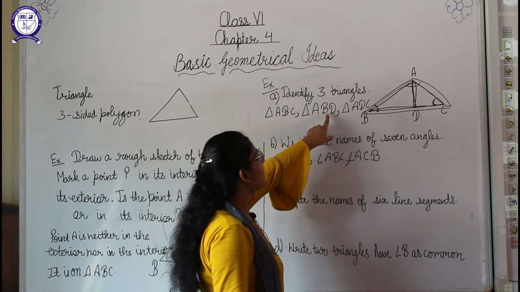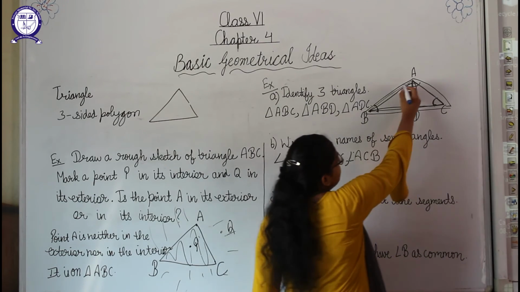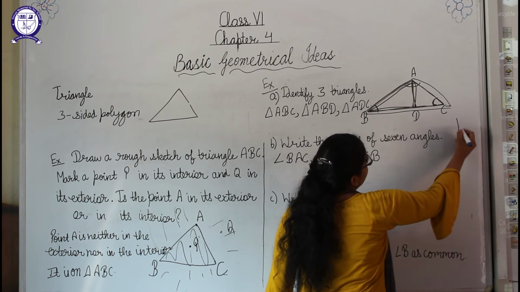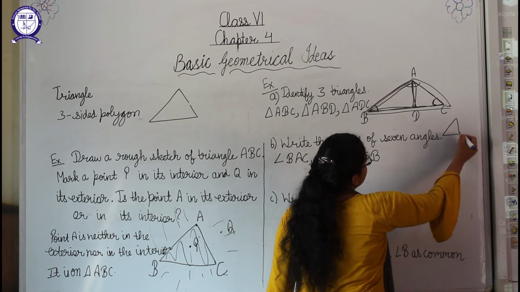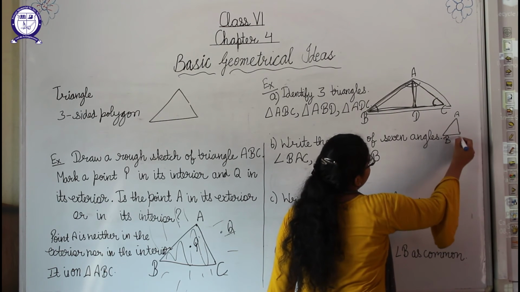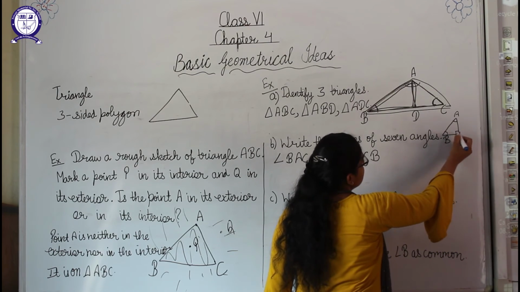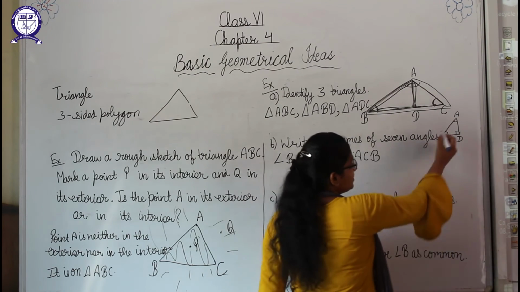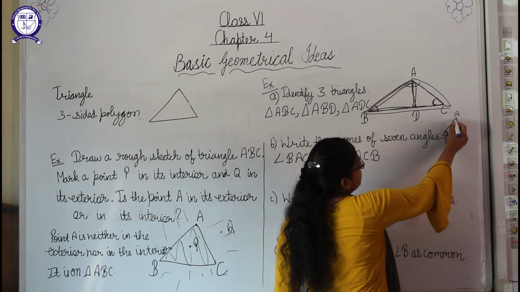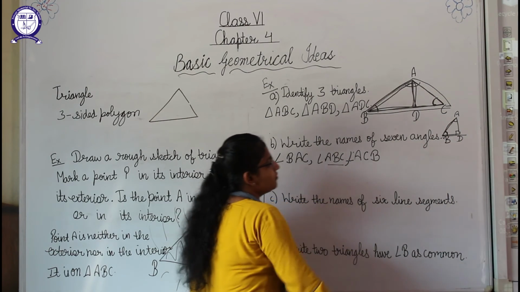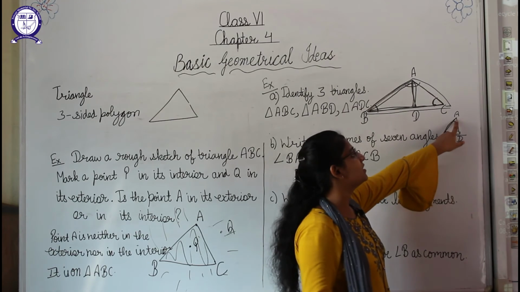Now we will write about triangle ABD. Triangle ABD is this one. Okay, I am drawing it here again. This is angle A, triangle ABD here. So what are the angles? This one, and this one. Okay, students, this one we have written earlier. This was the triangle ABC that we have written. So we will skip this one and we will write another two.